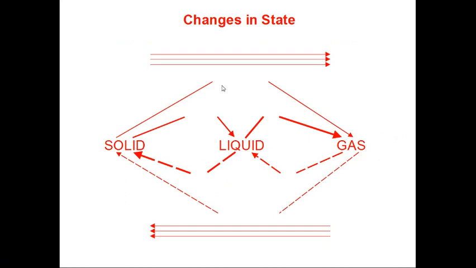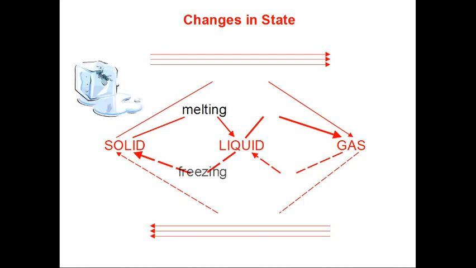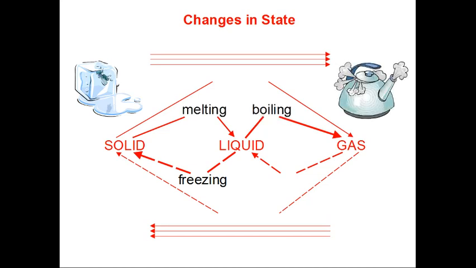So how do we change states of matter? Now I'm going to just roll through this real quick because some of them you already know. If you're going from solid to liquid, you melt. If you're going from liquid to solid, you freeze. Liquid to gas, boil, or vaporize, or evaporate. Gas to liquid, condensation.